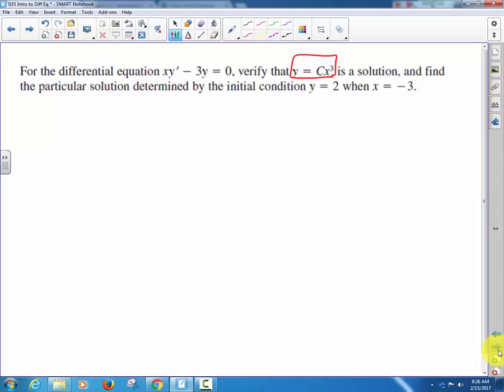Y equals cx cubed. So what do we need to do in order to show that it's a solution to this DFQ that we've got back here? Right, take the derivative and plug and chug. Take the derivative and plug and chug. So you should be able to do that. Very similar to what we were doing 2 slides ago. I have the utmost of confidence that you're capable of handling that.